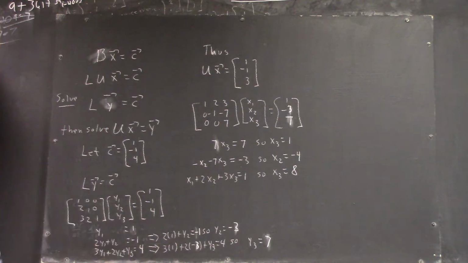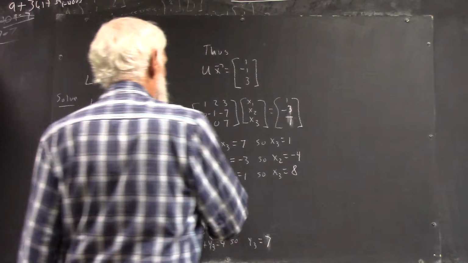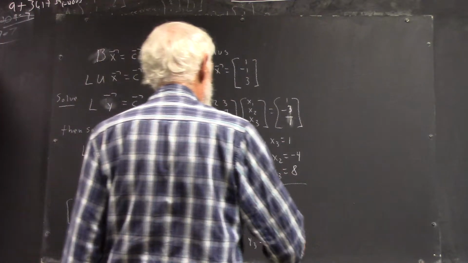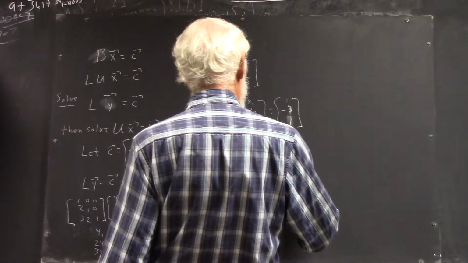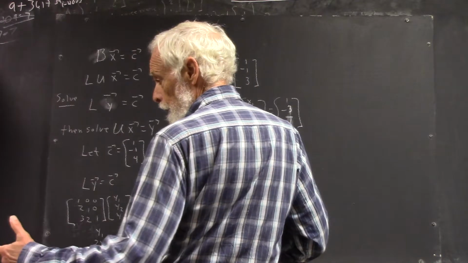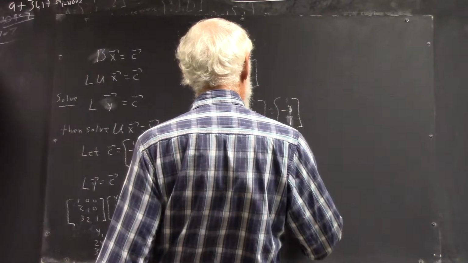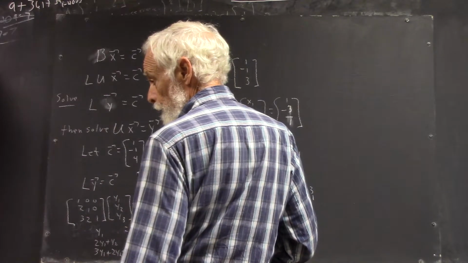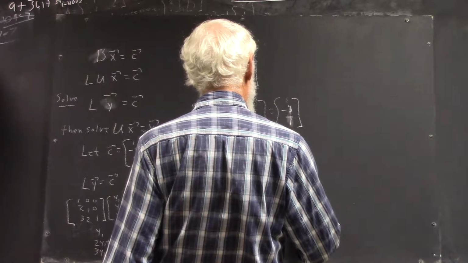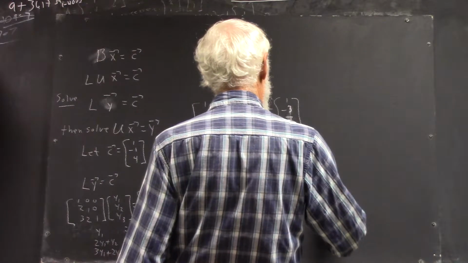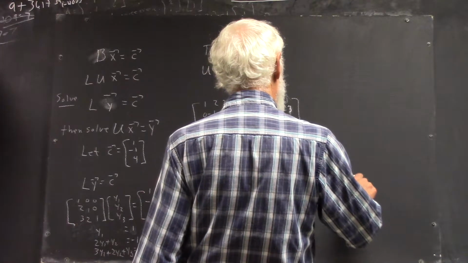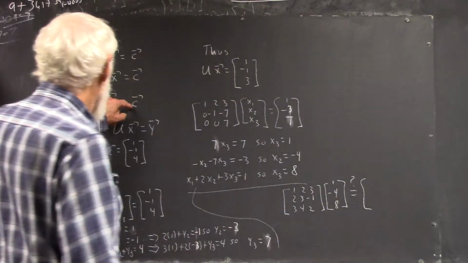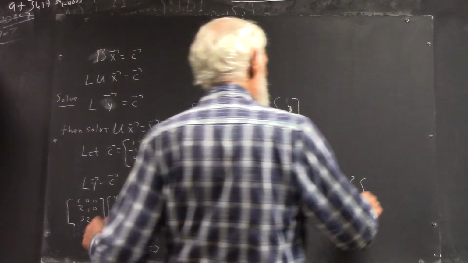So we can have the adventure of my having made an error, which is not unusual. So let's check and see if this is really a solution. So the matrix is [1, 2, 3; 2, 3, negative 1; 3, 4, 2], multiplied by [1, negative 4, 8]. Is that equal to the C that we had here, [1, negative 1, 4]?